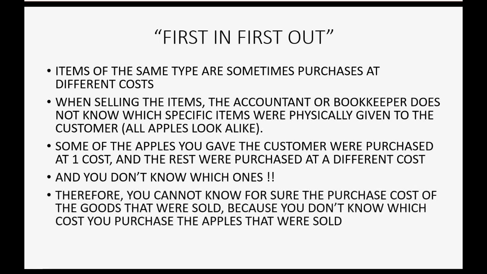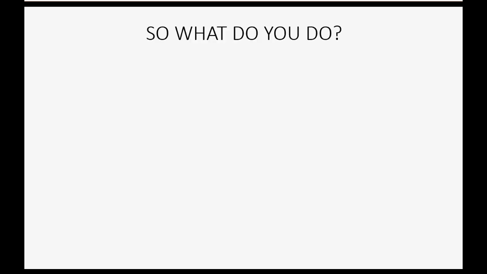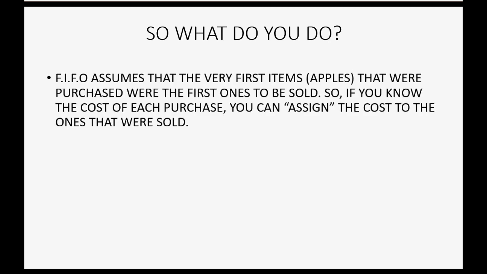Therefore, you cannot know for sure the purchase cost of the goods that were sold because you don't know which cost you purchased the apples that were sold. So what do you do? Well, FIFO assumes that the very first items, in this example apples, that were purchased were the first ones to be sold. So, if you know the cost of each purchase, then you can assign the cost to the ones that were sold.